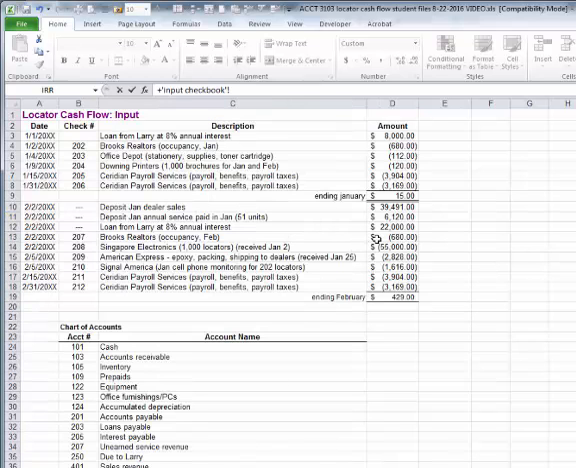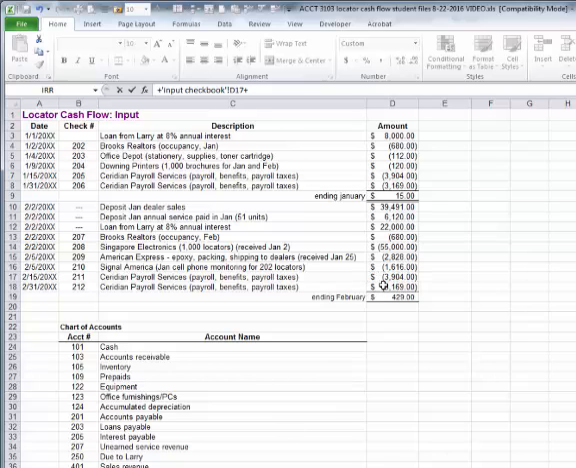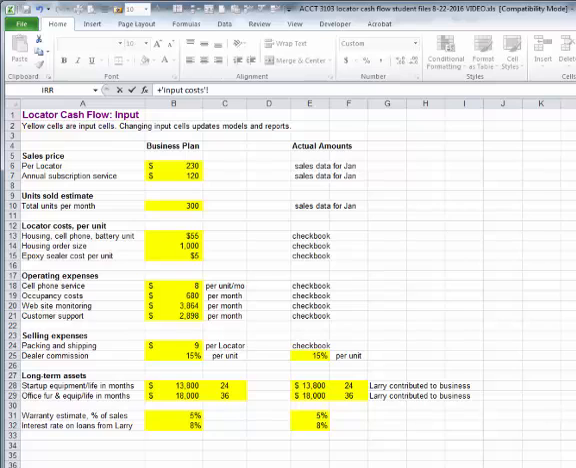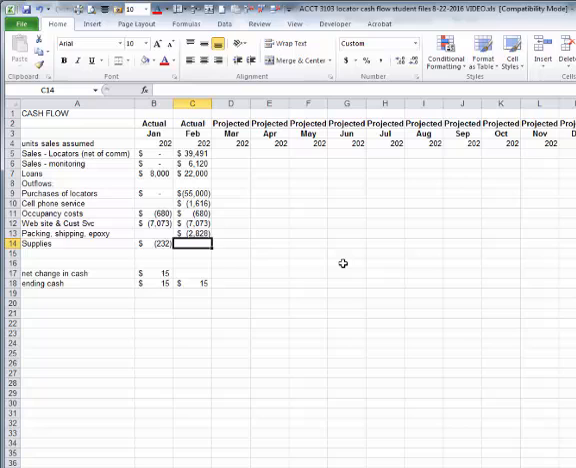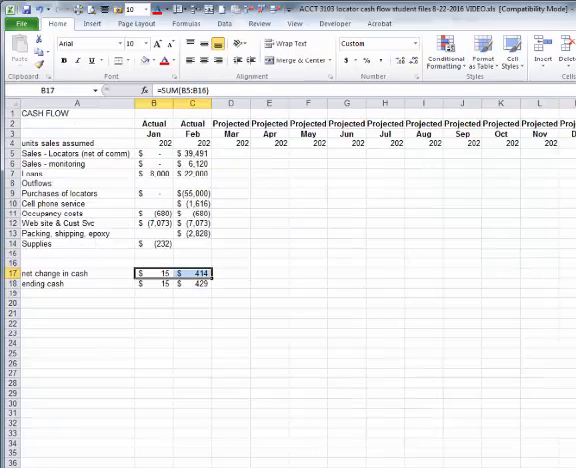Okay, for the landlord. And we did pay payroll. And we did pay that American Express, which was January's, but we did pay it in February. We didn't have any supplies in February. Let's see if this works now. Yeah, 429, so we have everything in there. Okay, so that's actual cash.